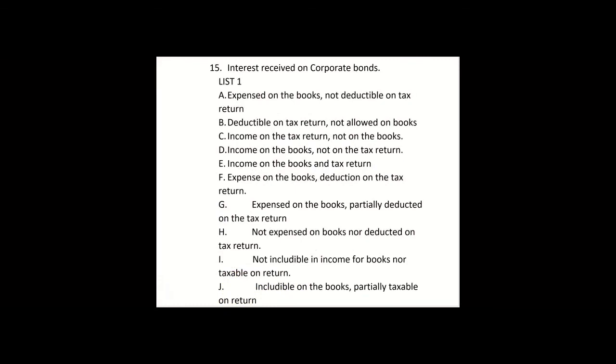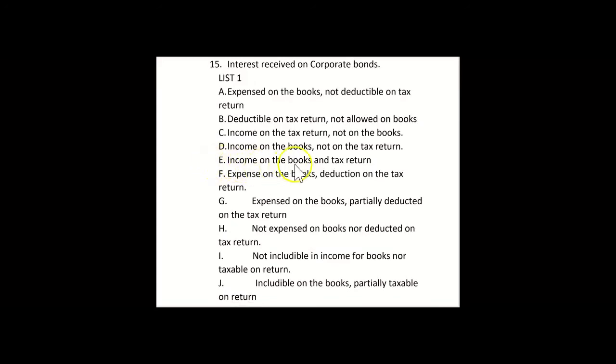Number 15 now, interest received on corporate bonds. So your corporation had some excess cash, you bought some corporate bonds issued by some other corporation, and you're now receiving interest. How's that interest received handled on the books, and how is it handled on the tax return since it's from corporate bonds? And the answer is it's handled exactly the same way. It's income on the books and on the tax return, which means it's what letter here? Look at letter E. Income on the books and tax return in the same year.